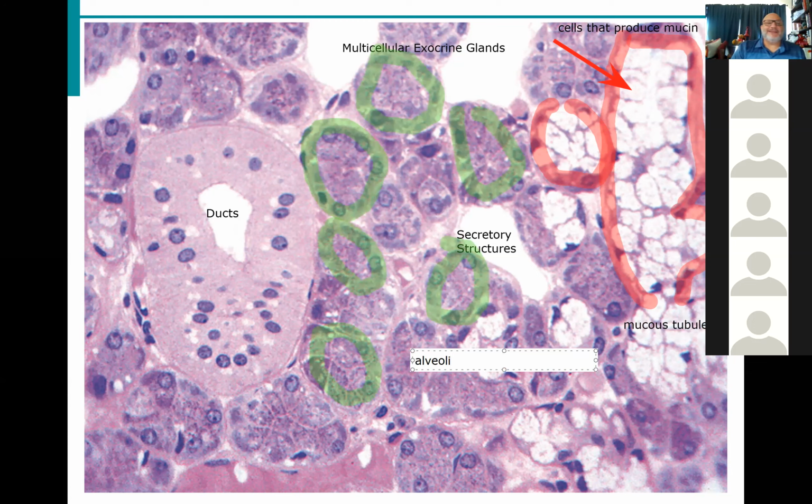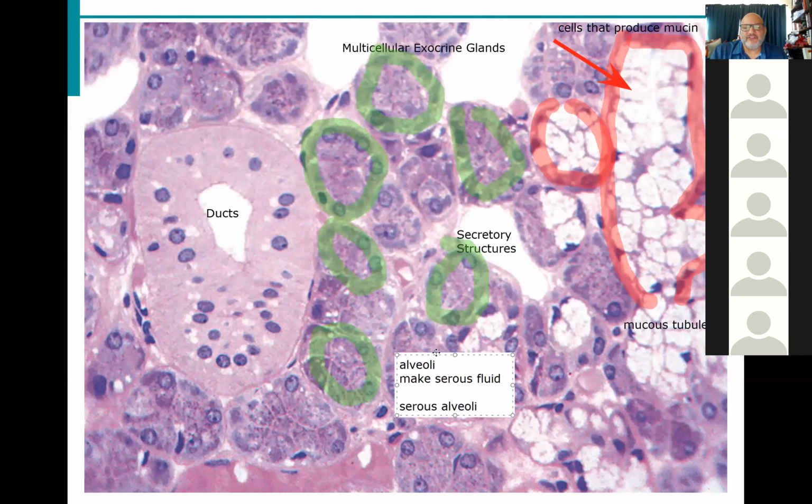And they're not light in color. So they're not making mucin. So what do these alveoli make? Well, they make the serous fluid. So we would refer to these as serous alveoli. Oops, I spelled serous correctly. These are serous alveoli. Their job is to make serous fluid.